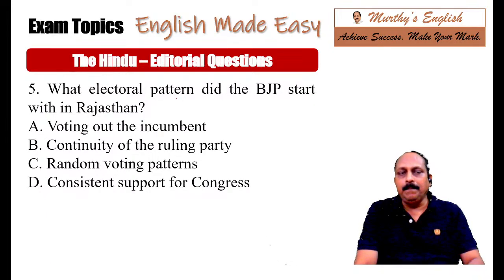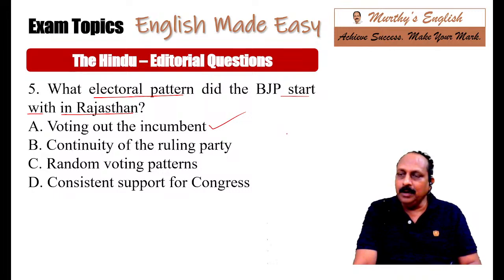What electoral pattern did the BJP start with in Rajasthan? Electoral pattern. There's a pattern over there. What electoral pattern did the BJP start with? Pause. In Rajasthan. These two, one group. Start with one group. Voting out the incumbent, continuity of the ruling party, random voting patterns, consistent support for Congress. 5A is the answer, crystal clear. Thank you very much. Who is that? Upender. Nice of you. I appreciate that.